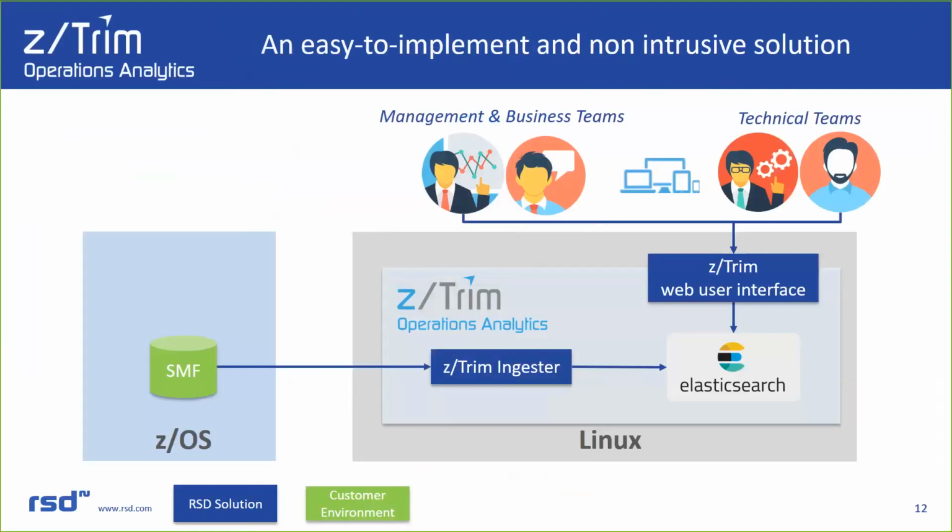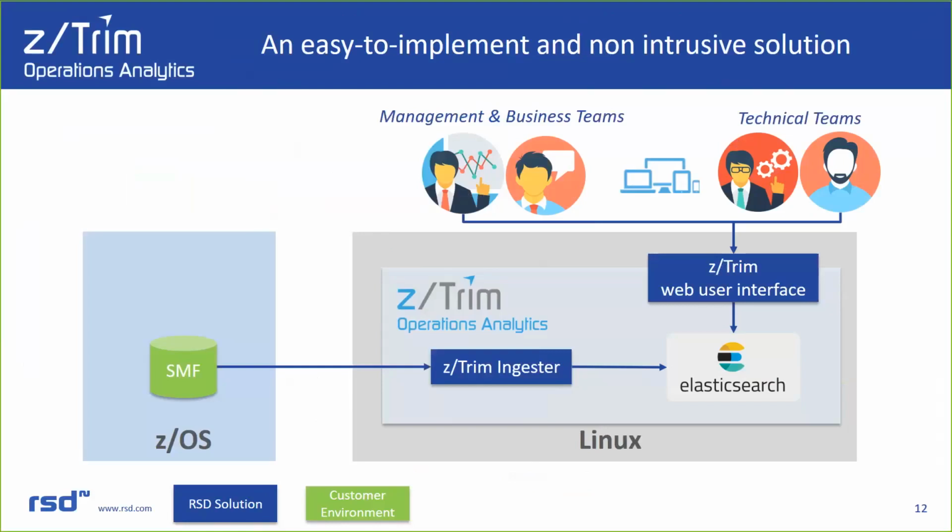This is an overview of the architecture of zTrim Operations Analytics. Literally what we're doing is running on Linux. This can be run on a standalone Linux server, or it can be run on a VM Linux server. The zTrim Operations Analytics components are all delivered as a package. We have the ingester and then Elasticsearch embedded into that, and then the zTrim web interface is also included.